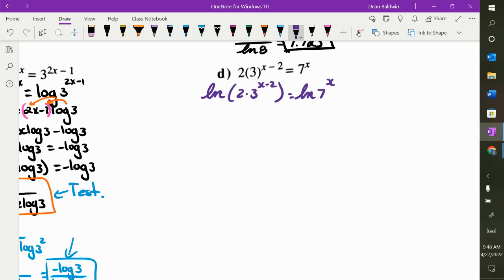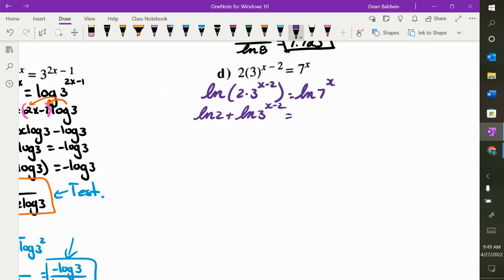Okay. Now, what do you want to do? This one's got a trick in it. You cannot drop the x minus 2 exponent because the x minus 2 is only on the 3. What you have to do is separate the 2 and the 3. Now, they're being multiplied, and if they're being multiplied, that's the same as adding. So before you can drop the exponent, this now becomes natural log of 2 plus natural log of 3 to the x minus 2.